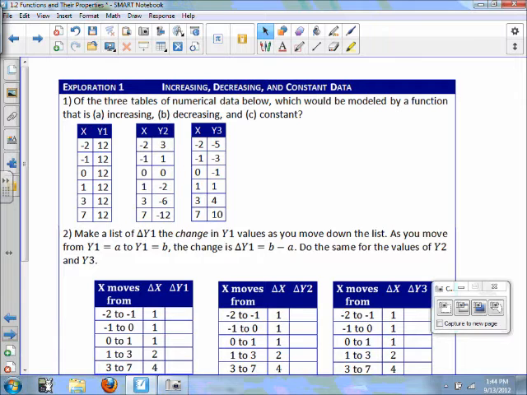Now, of the 3 tables of numerical data below, which would be modeled by a function that is increasing, decreasing, and constant? Well, if you look at the first one, y1, all the y values are the same. They are staying constant. So the first one will be C. If you look at the y values on y2, it goes 3, 1, 0, -2, -6, -12. That means it's going down. So that tells me it'll be B, decreasing. And you look at y3, it goes -5, -3, -1, 1, 4, and 10. All those values are increasing, so that would be A.